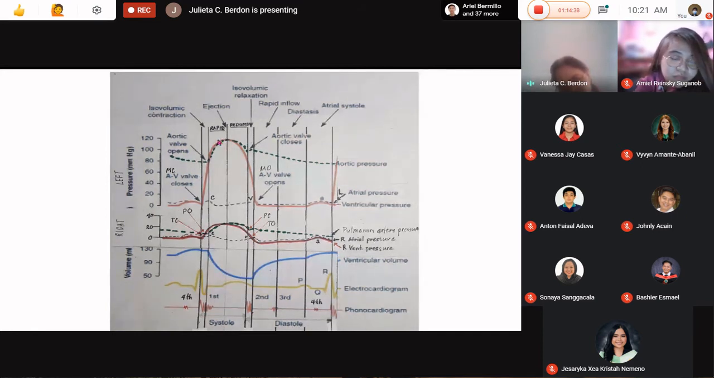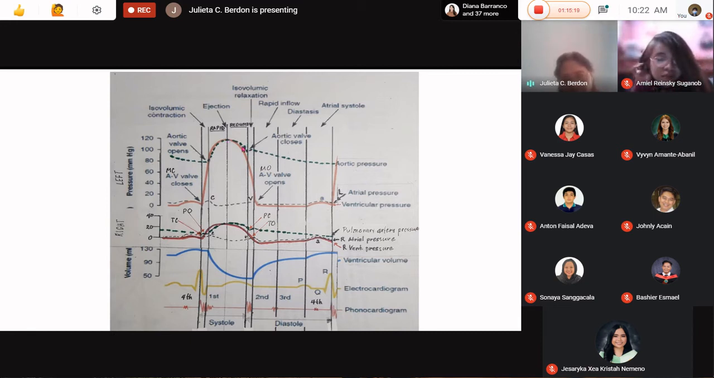And because blood is already ejected into the aorta, of course aortic pressure will increase. At about this time, the volume of blood entering the aorta is greater than the volume of blood going to the periphery, meaning going to the arteries, arterioles, to the tissues, to the systemic circulation. So pressure in the aorta is still increasing.